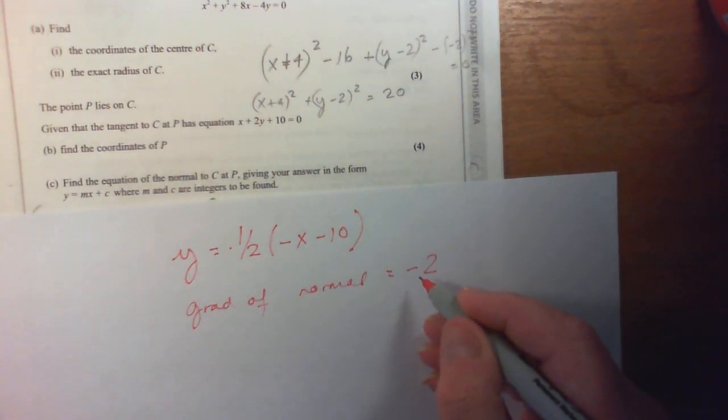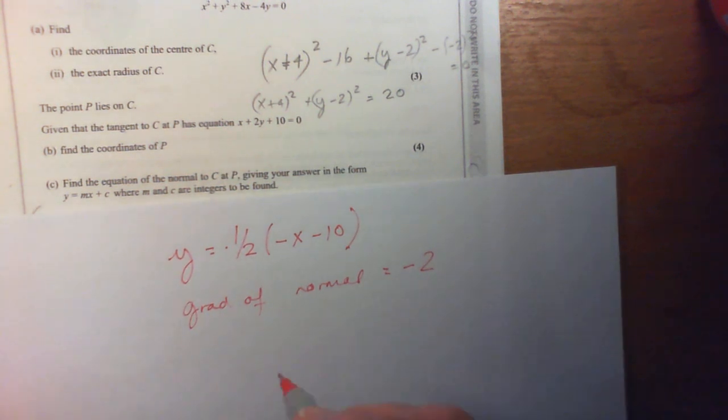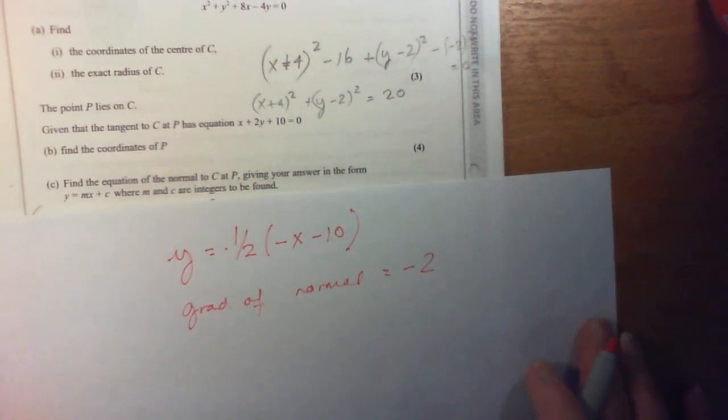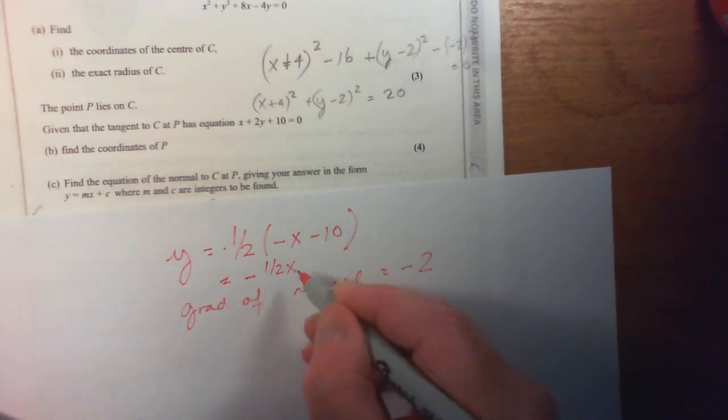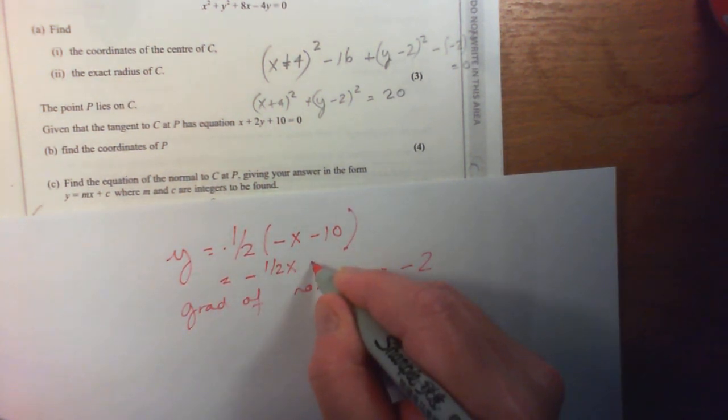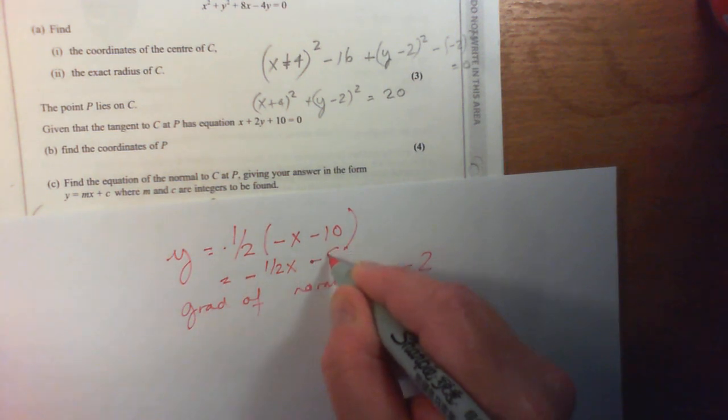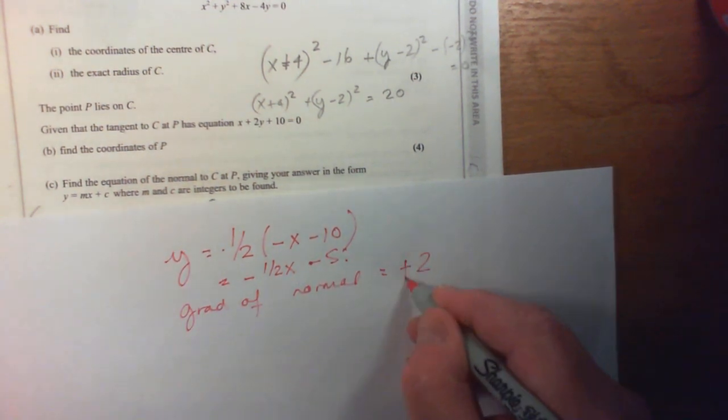Oh, hang on. Yeah, sorry, that's my mistake, isn't it? So it's minus half x minus 5. Sorry. So the gradient is plus 2. Yep, sorry.